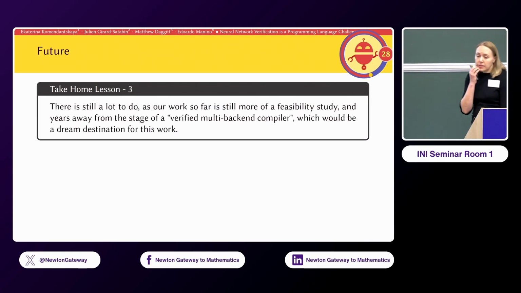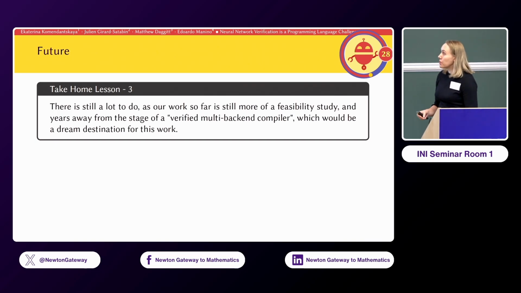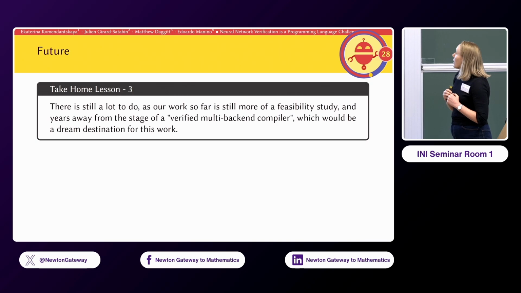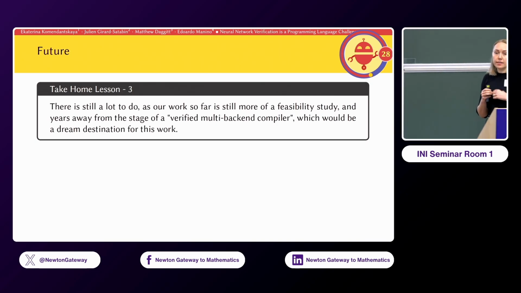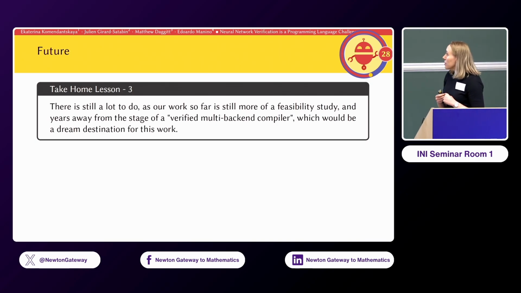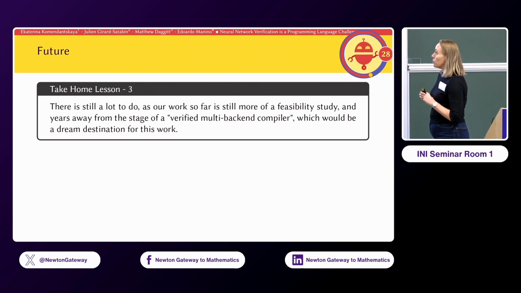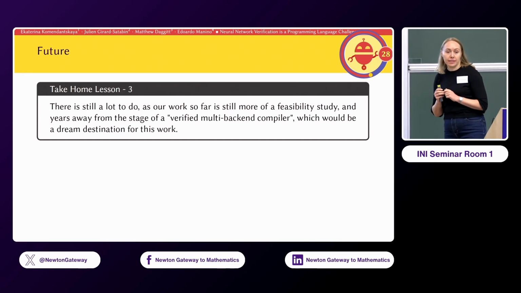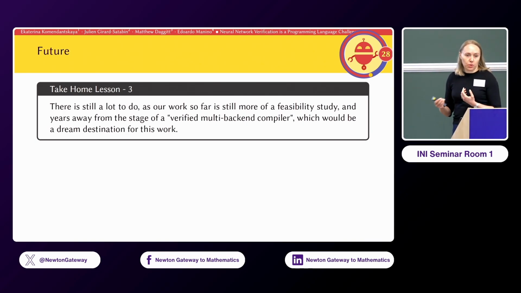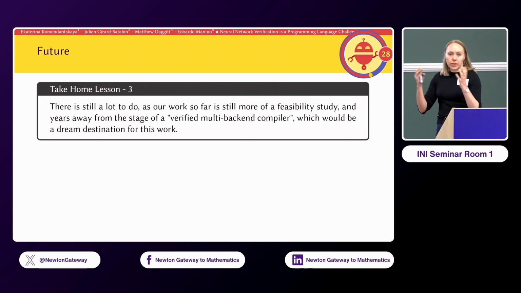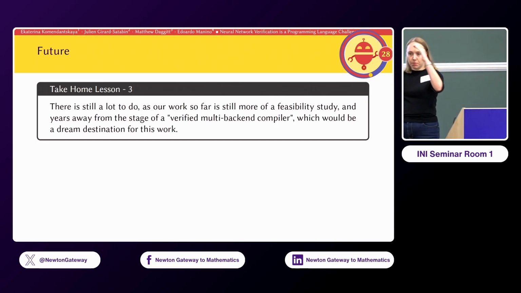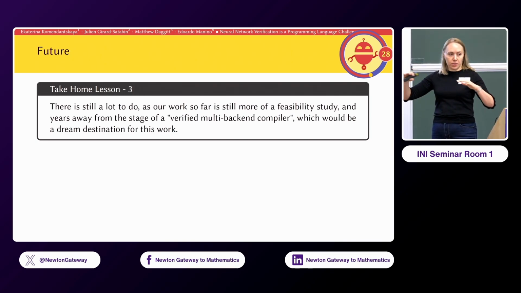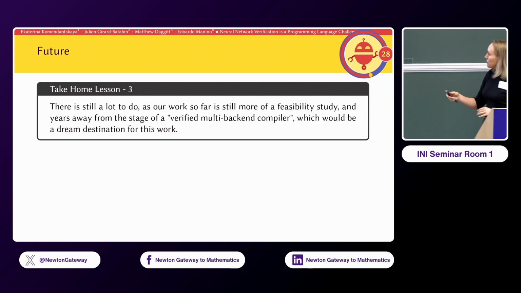And the final take-home lesson is there's, of course, still a lot to do. This is very early stage for this domain. The work we have done with Vehicle and other teams have done in France is still more of a feasibility study and probably years away from a stage of verified multi-backend compiler, which would be the destination for this work. You essentially want to have an environment where you verify everything, you have a pretty and very rigorous specification language, and then you compile everything to your other backends.